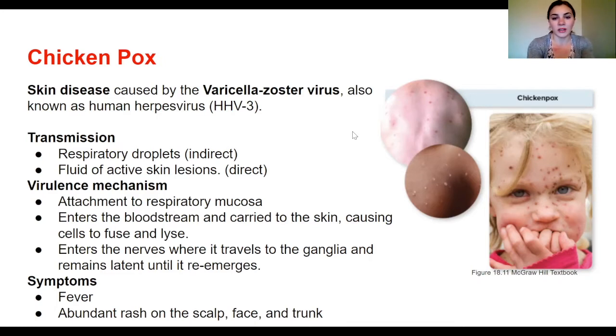The lesions eventually leak clear fluid before crusting over and falling off. Patients are considered contagious until all lesions have crusted over, and symptoms are generally cleared up within 7 days.